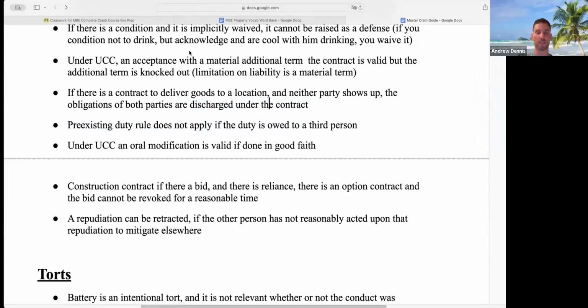Are oral modifications okay under common law? Yes, so long as they're supported by consideration, or like we said, so long as they are to remedy a situation that was not expected by either party when the contract was entered into and was done in good faith. But it's not really about the oral nature of it when it comes to the modification.